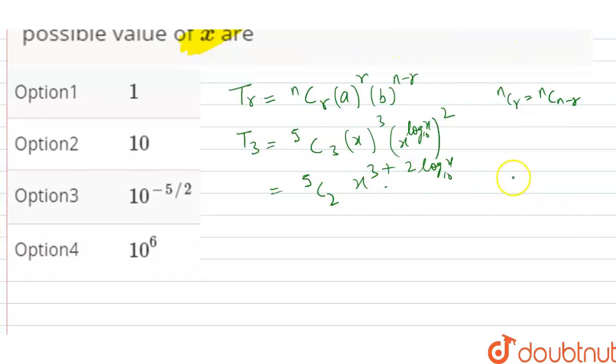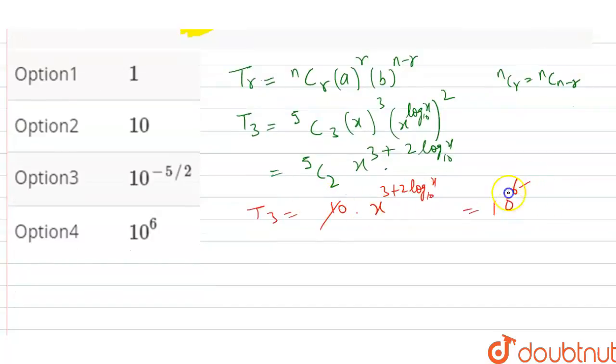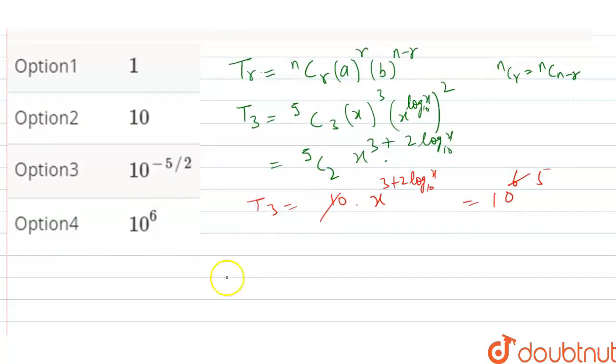So now we know that 5C2 is equal to 10. So T3 is equal to 10 into x^(3 + 2 log x). Now we know that it is equal to 10^6. The 10 and 10 will cancel, so it will be 10^5. So now x^(3 + 2 log x) is equal to 10^5.